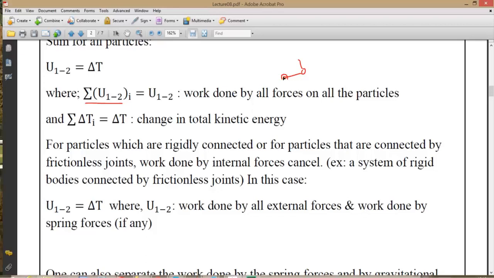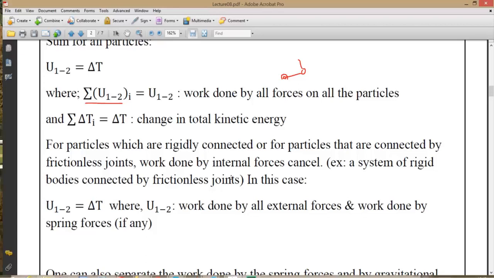If these joints are frictionless, then the work done by the internal forces cancel out, because the internal forces are the reaction forces, and they do not result in any type of motion, and they are back and forth in opposite directions for this particle and that the other particle, so they cancel out each other.